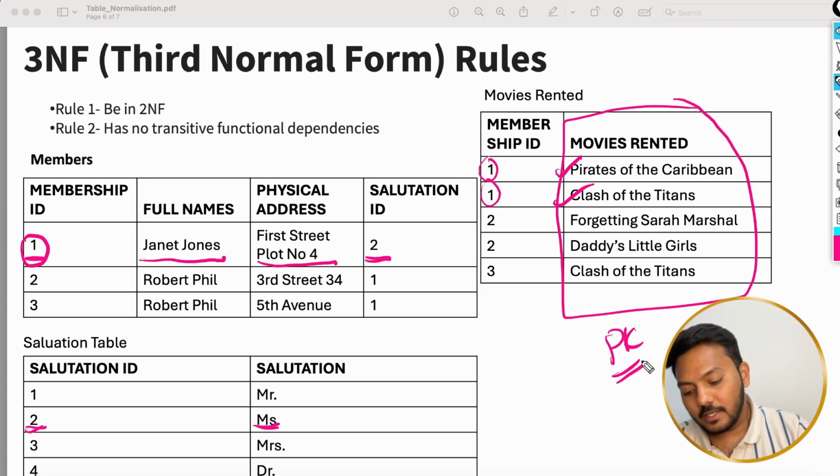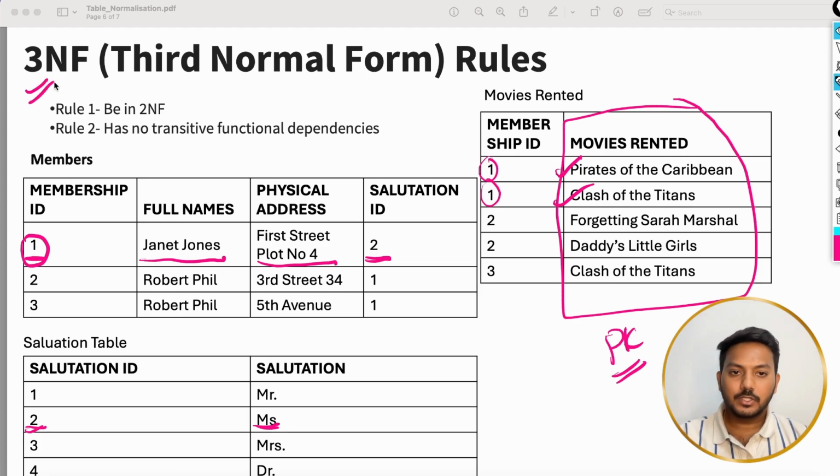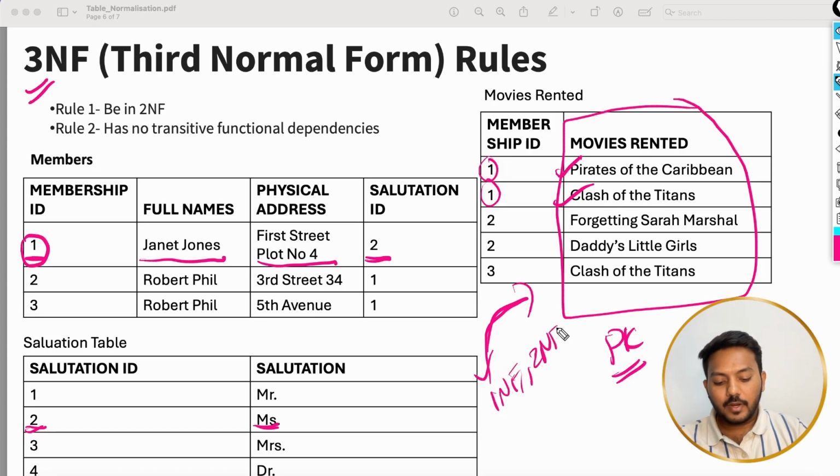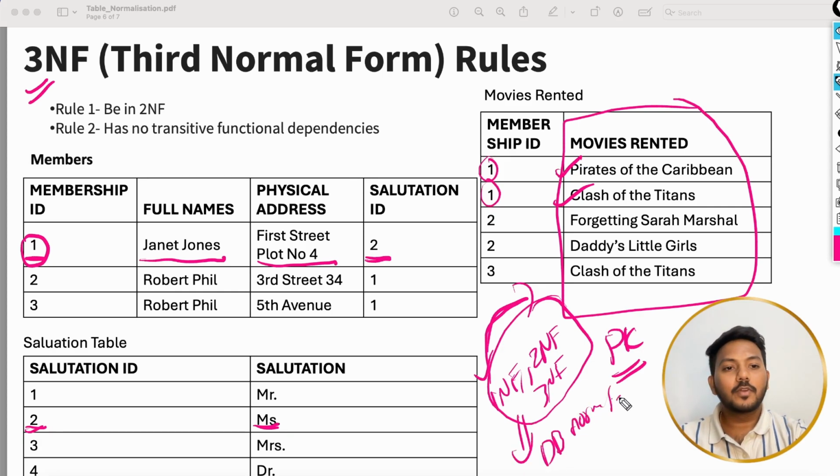Hopefully that is clear. So if you have applied all of these rules, 1NF, 2NF, and 3NF, you would be splitting your table into multiple tables in which you have primary keys, foreign keys, composite keys, and there should not be any transitive dependencies. So by doing this, you will be able to normalize your tables. If all of these tables combinedly follow these three rules, 1NF, 2NF, and 3NF, you can confidently say that your database is normalized. Hopefully that is clear.